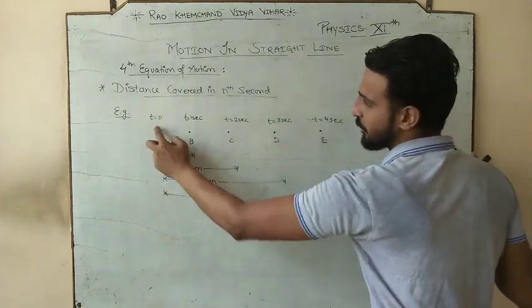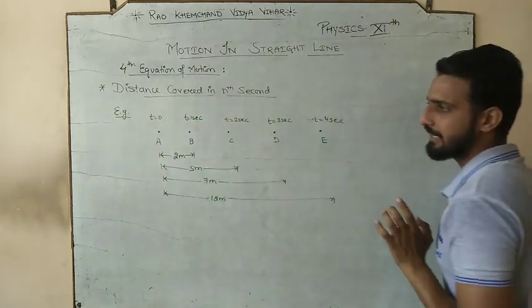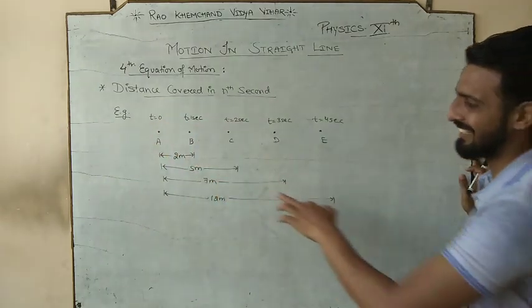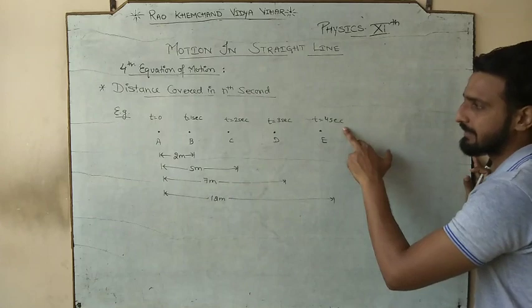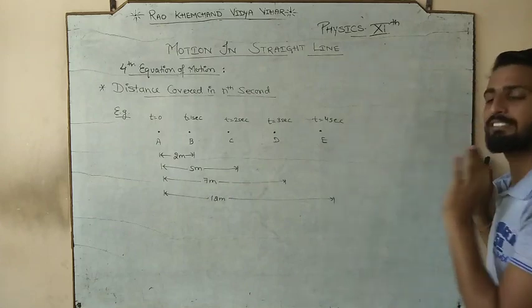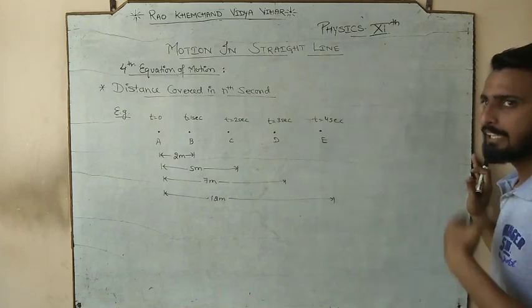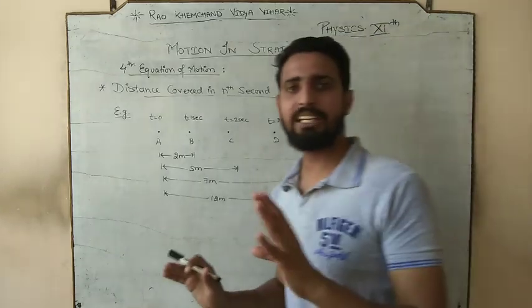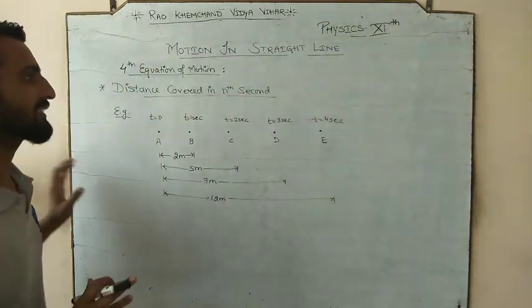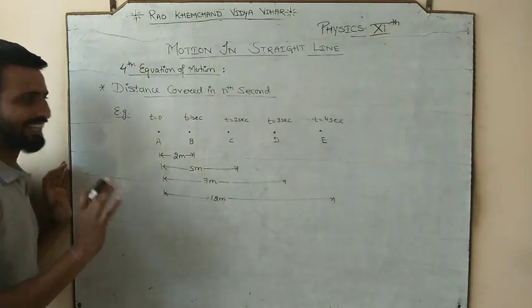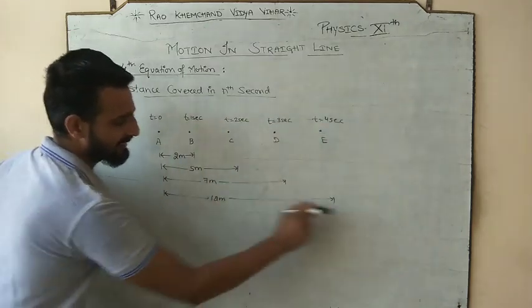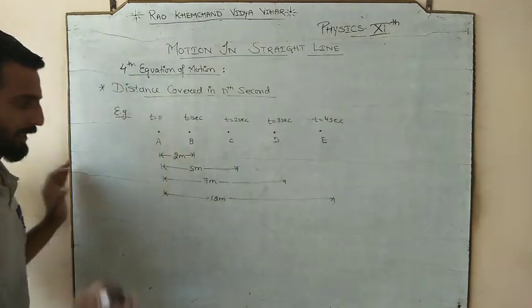Distance covered in 3 seconds from A to D is 7 meter, and the distance covered in 4 seconds is 12 meter. So how much distance is covered in 4 seconds? In 4 seconds the distance covered is 12 meter.